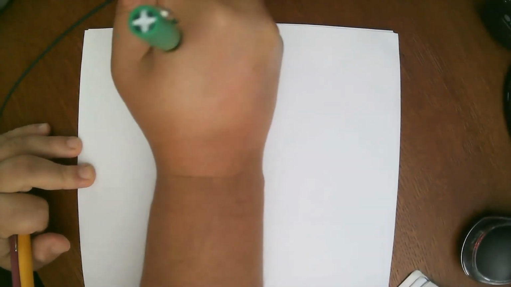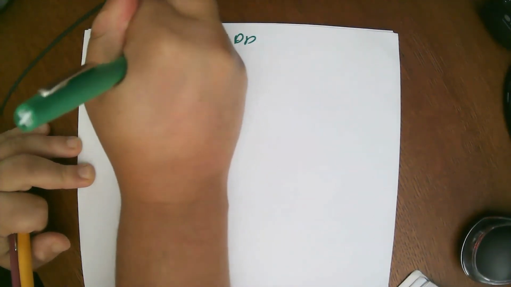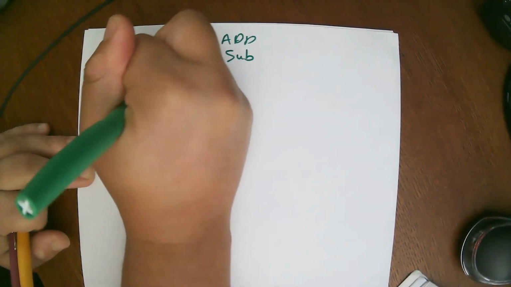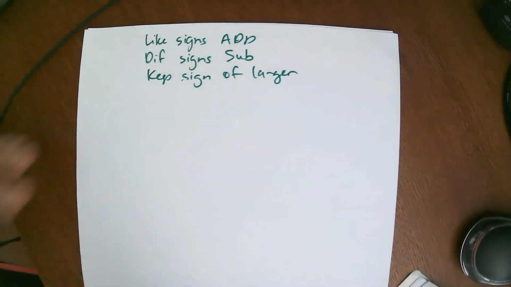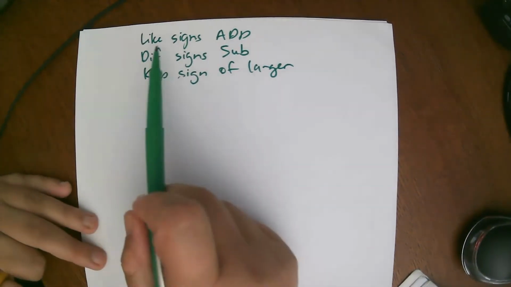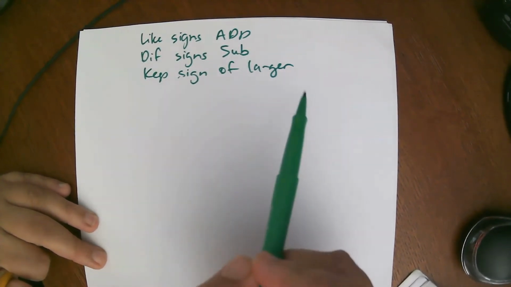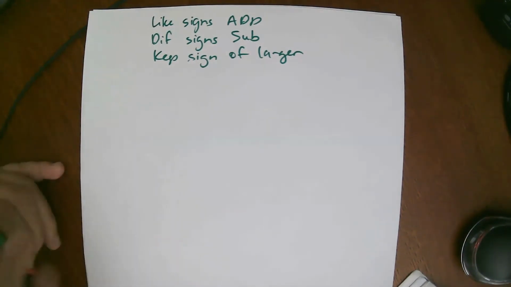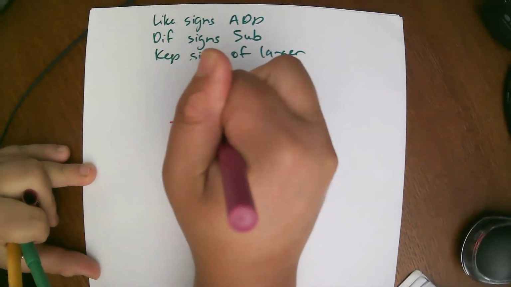So what I like to do is I always like to write my song at the top so I don't forget it. I know it's kind of a pain, but it works. Like signs add, different signs subtract, keep sign of larger. I'm going to try to do shorthand. So I kind of just wrote it short, but I get the gist of it, right? Like signs add, different signs subtract. Always keep the sign of larger, then you'll be exact. I don't need the then you'll be exact part, right?